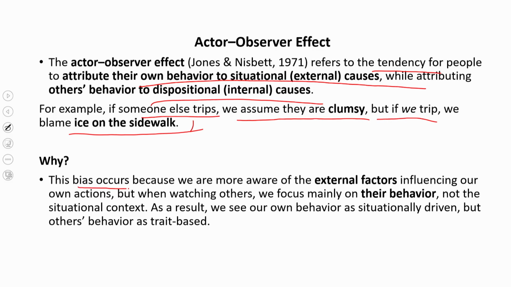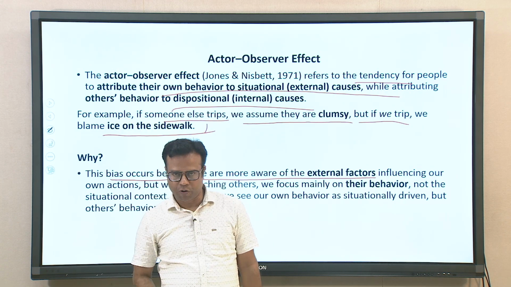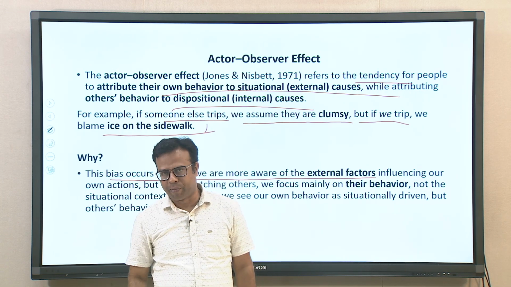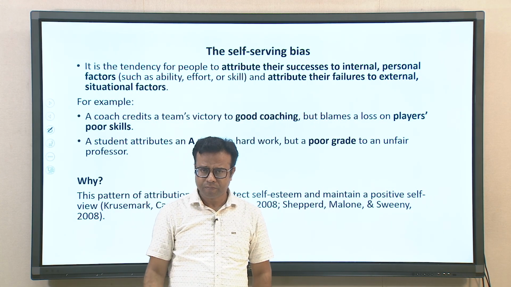Why does this happen? This bias occurs because we are more aware of the external situation in our case. So, we always say this is because of the situation I am in, particularly in the negative context. But when we judge other people, we always focus on their behavior and their personal characteristics and we ignore the situational context. So, that is why these biases are very prevalent.